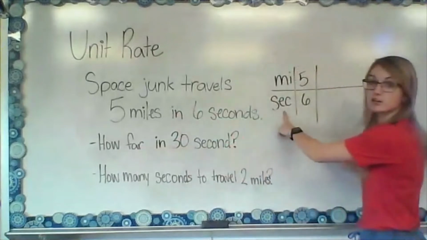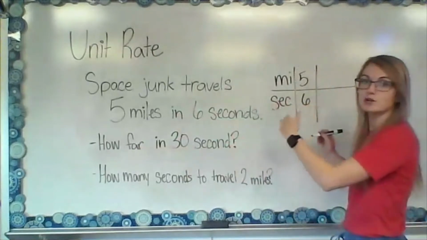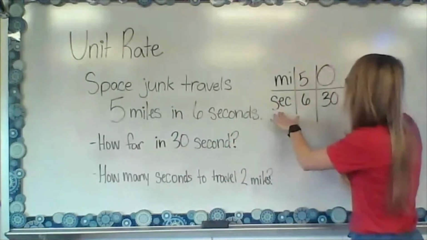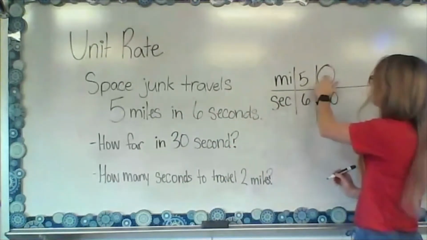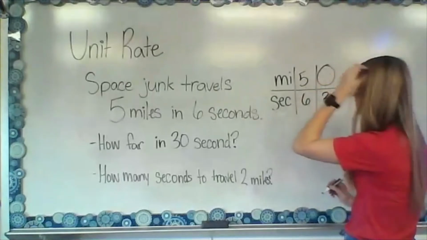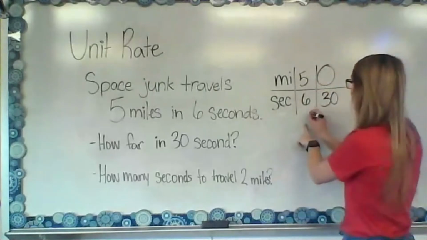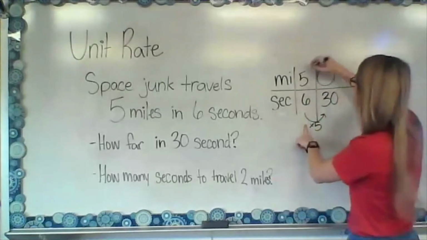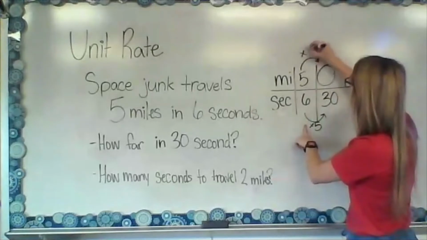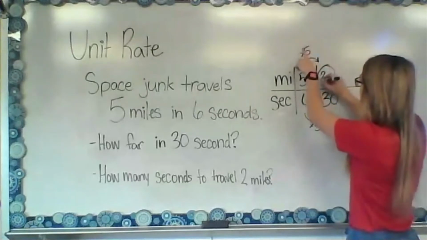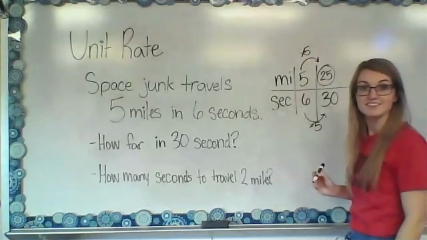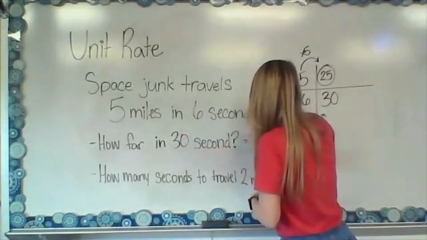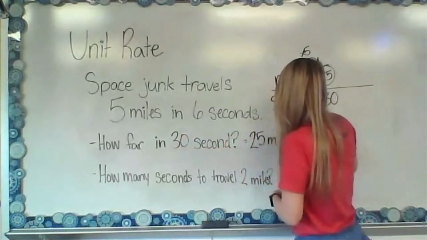And our first question asks, how far does it travel in 30 seconds? So I'm going to go to my seconds and write 30 because this is the number that we're trying to figure out. What's going to go there? Well, this is just like all the other tables we've done. How do you go from 6 to 30? Times 5. So I'm going to do that on the top. 5 times 5 is 25. So how far is it going to go in 30 seconds? It's going to travel 25 miles.